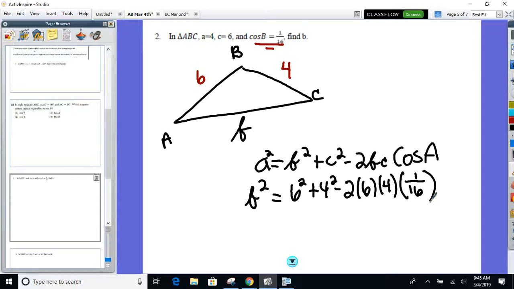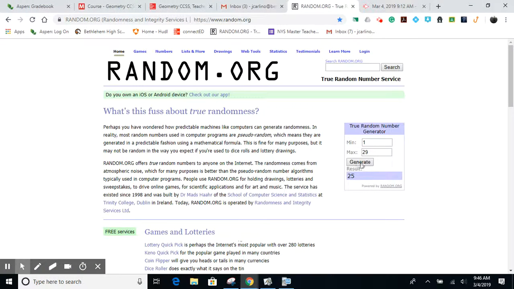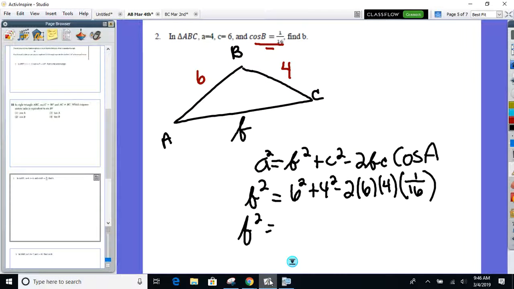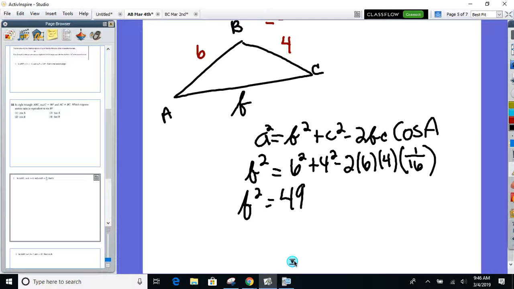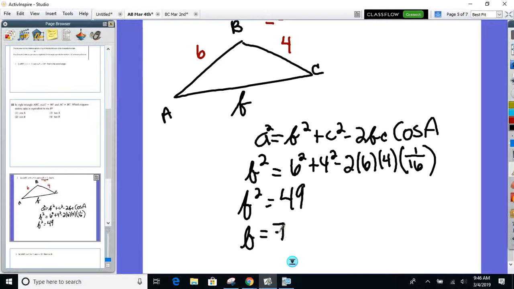So you guys go ahead. You can put that in one line of the calculator. You should see this is a nice number you end up getting out. That nice number you're getting out, 14, what do we end up with? B squared equals 49. Nice job. We take the square root on both sides. That side is a length of 7.